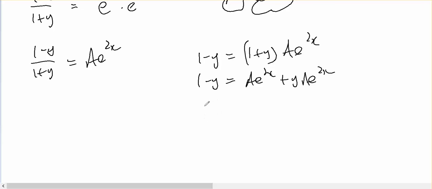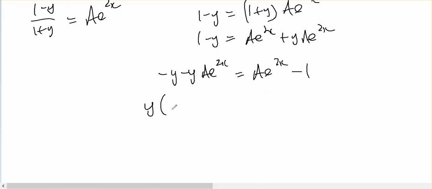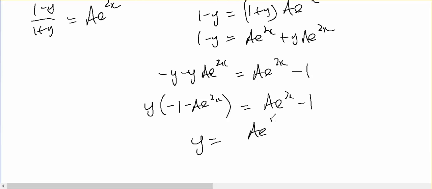I've got negative y minus y a e to the 2x equals a e to the 2x minus 1, which means y outside of minus 1 minus a e to the 2x equals a e to the 2x minus 1. So y equals a e to the 2x minus 1 over minus 1 minus a e to the 2x.